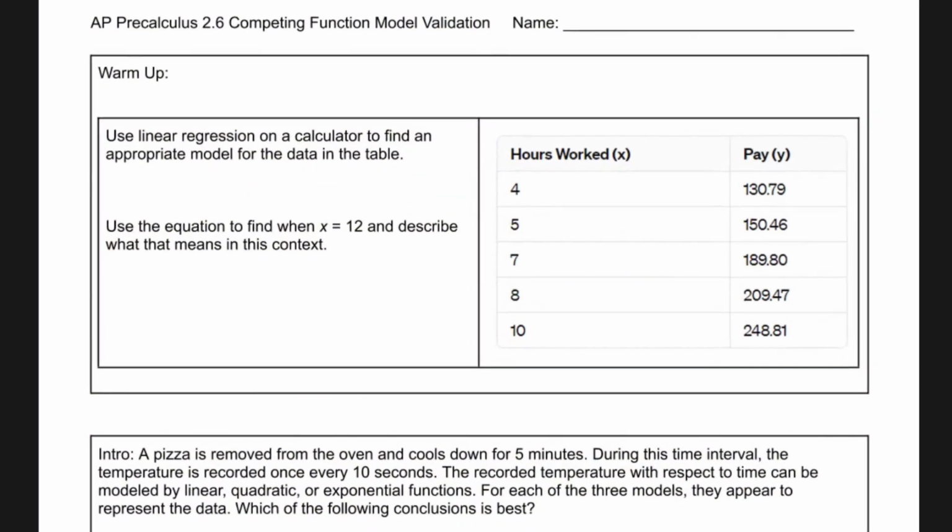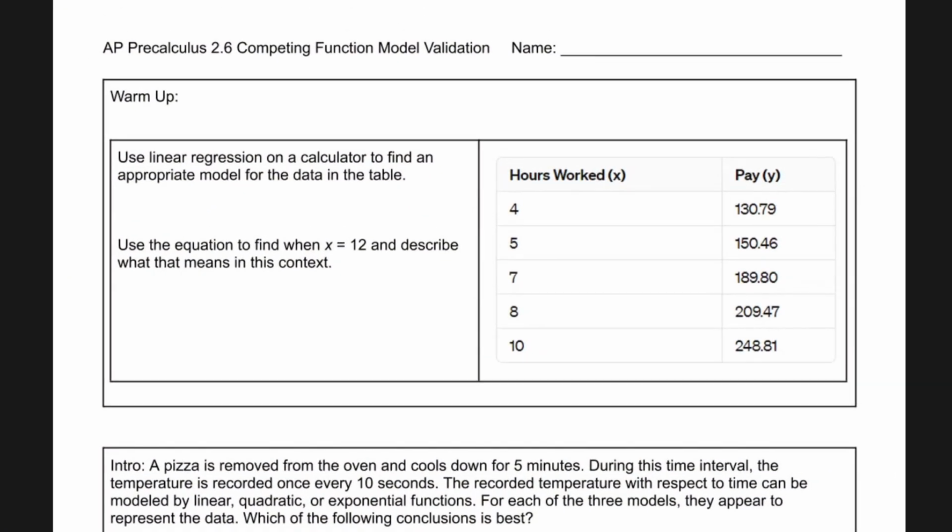So lots of calculator stuff today. Okay, and we're starting right off the bat with just that. Use linear regression on a calculator to find an appropriate model for this data on the table. Then use that equation to find when x equals 12 and describe what that means in the context.